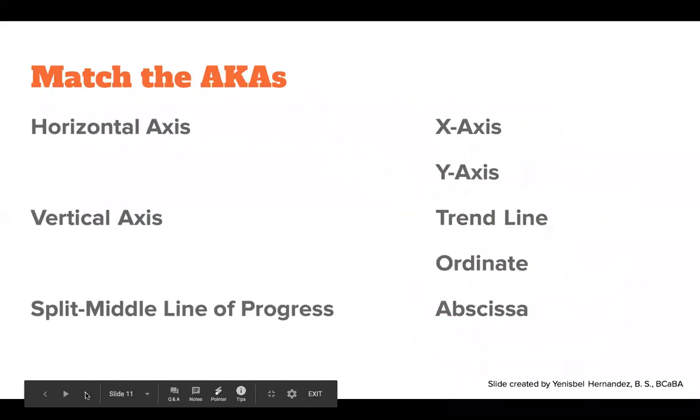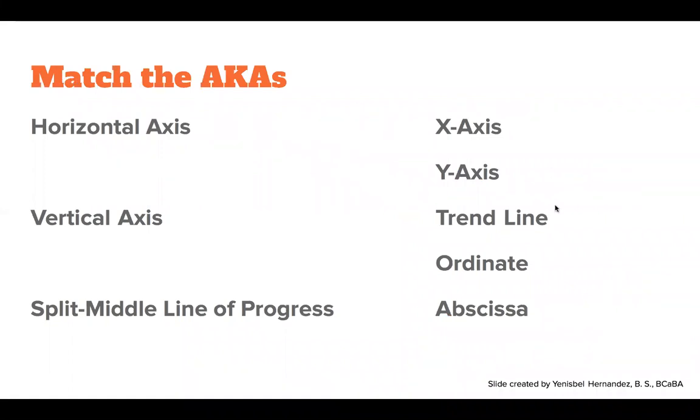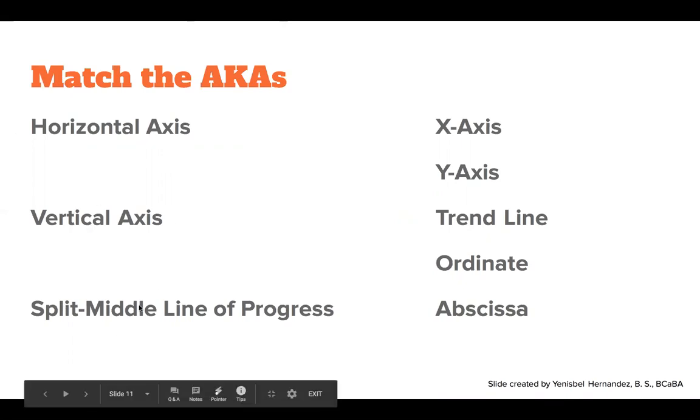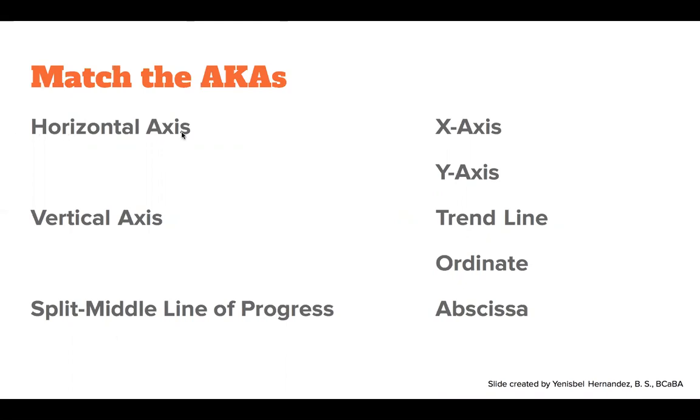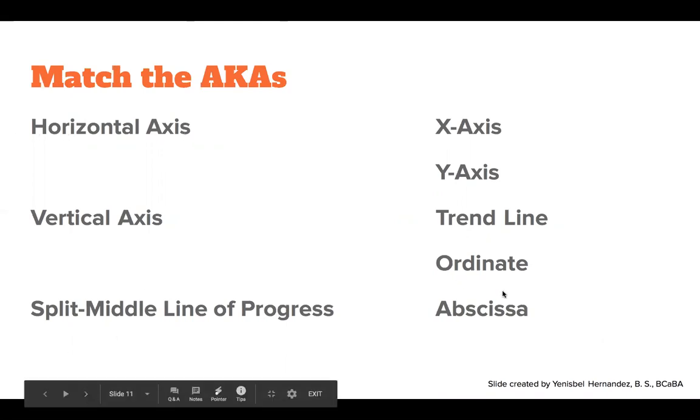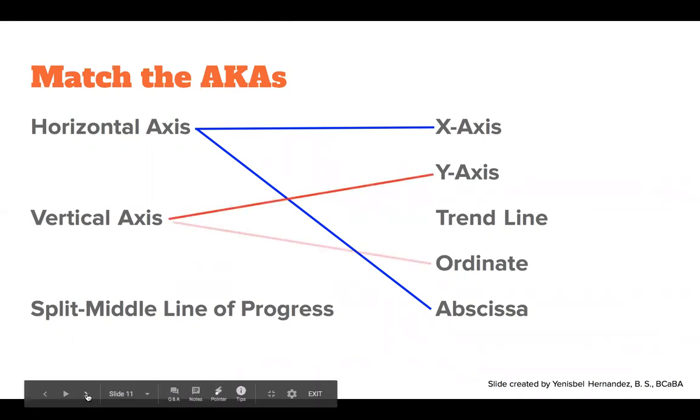Thank you. Okay, so next it's match the AKAs and this one is for horizontal axis, vertical axis, and split middle line of progress. So who wants to tell me horizontal axis? X-axis. X-axis, good. And abscissa. And how about vertical axis? Ordinate and y-axis. Y-axis and ordinate. Nice, guys. You know this one. Well, split middle line is the most difficult one. So who's going to be brave enough? Trend line. Trend line. There we go. Nice job.